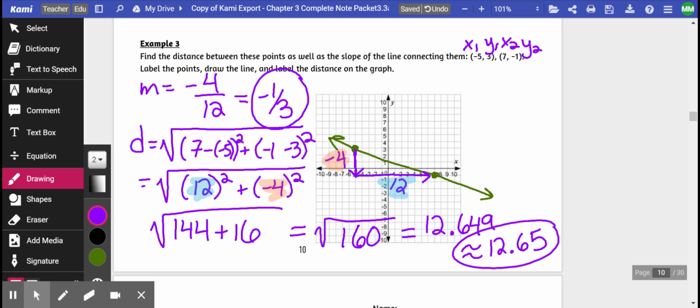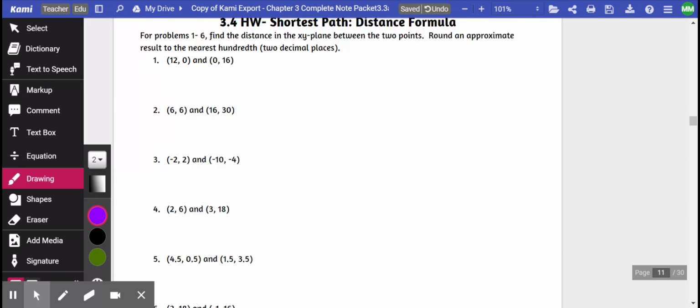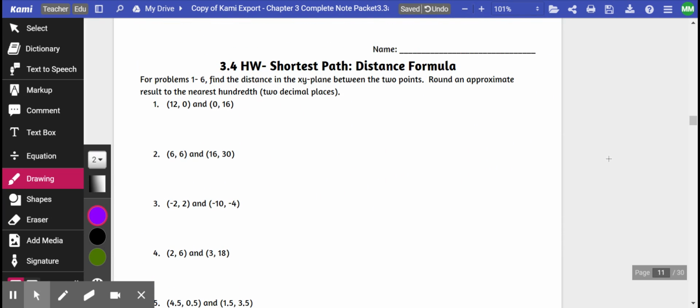Okay. On the next page, we have a few examples to help you answer the different questions for this section. So we'll just do a few of these together. Let's go ahead and look at number 1. So distance formula.